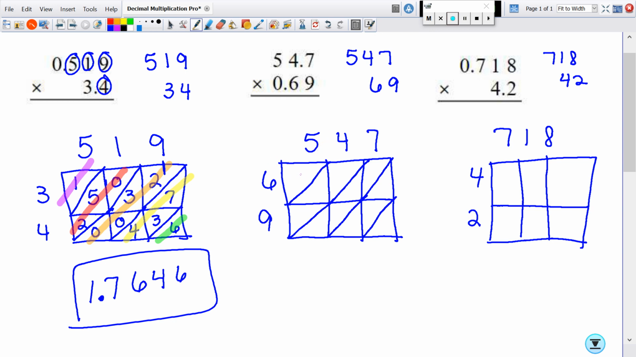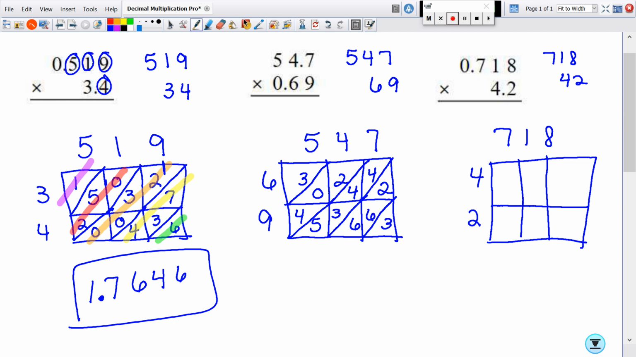Okay, multiply up and over. 5 times 6 is 30. 4 times 6 is 24. 7 times 6 is 42. Now the bottom, up and over. 5 times 9 is 45. 4 times 9 is 36. 7 times 9 is 63.